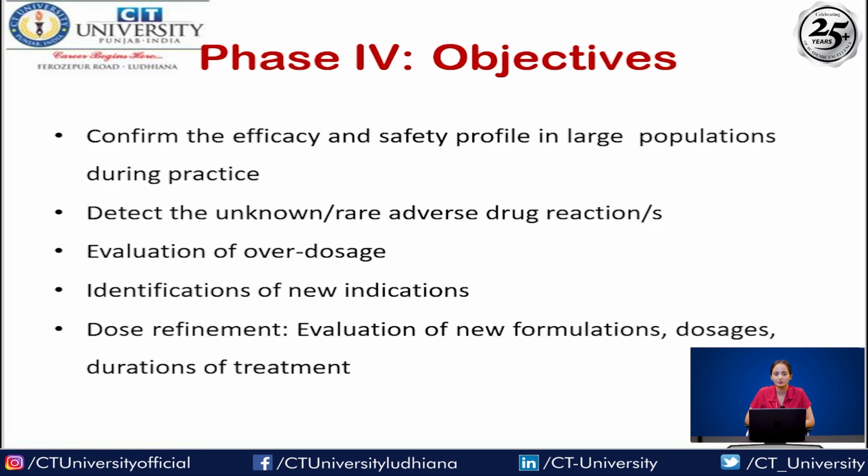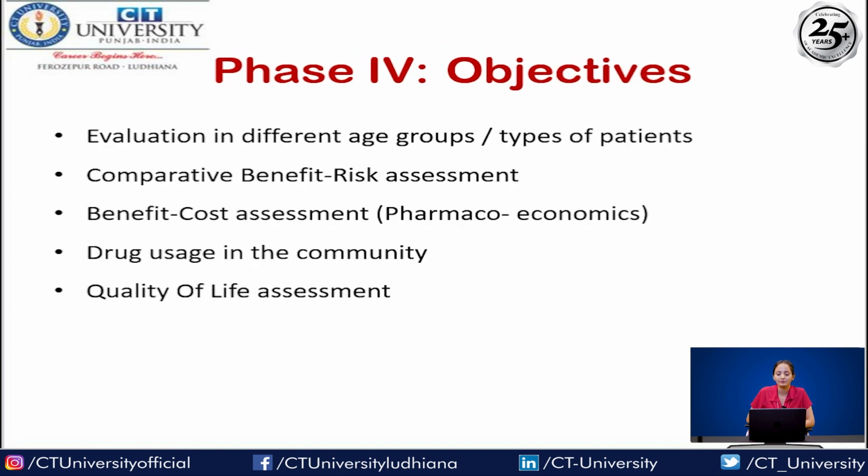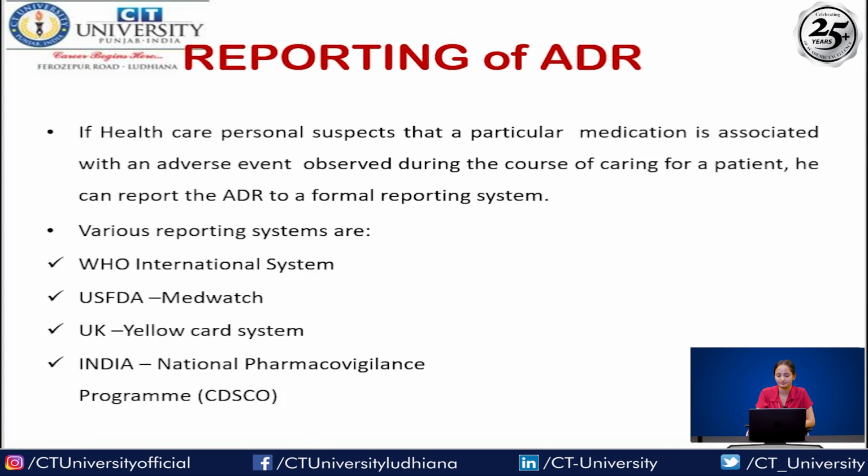We will also evaluate overdose. We will identify new indications and dose refinement, and evaluate new formulations, dosage and duration of treatment. In phase 4, we will also compare benefit and risk assessment. We will also go for the pharmacoeconomic study. Pharmacoeconomic means cost related. We will know the cost-benefit assessment of the ongoing treatment. We have to compare the ongoing treatment and the medication treatment, which has more benefit and which has less price in the market while giving more therapeutic efficacy. We can also take drug usage in the community and quality of life assessment.